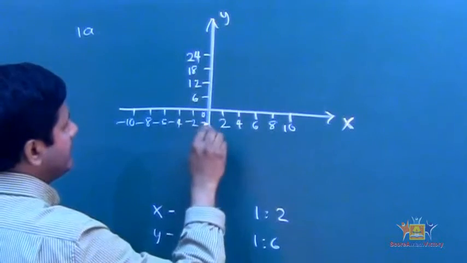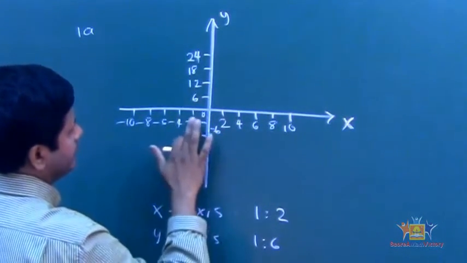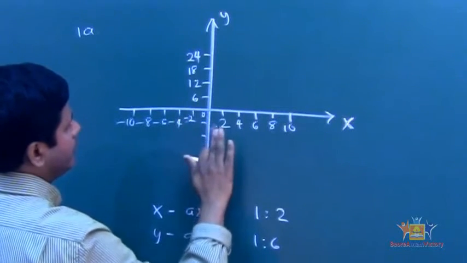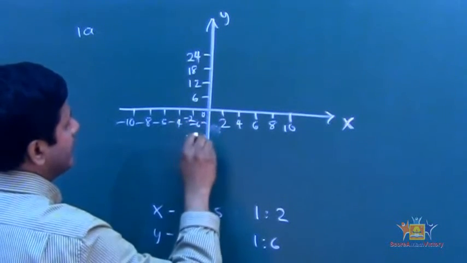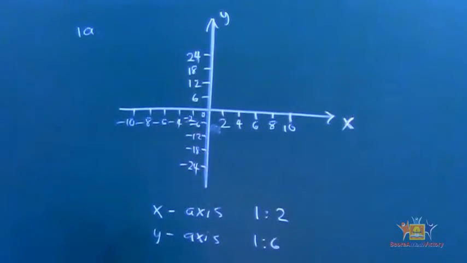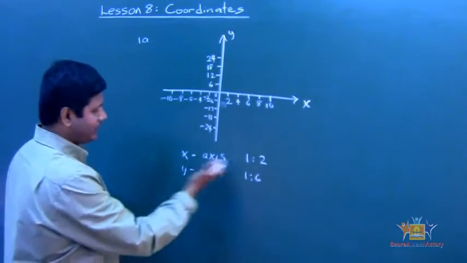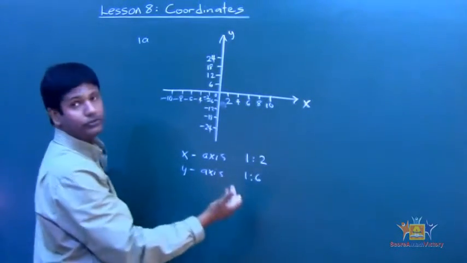So this becomes negative 6. Actually I should write it there, but this one's in the way. Maybe Mr. Mac will put that smaller. This is negative 6, negative 12, negative 18, and negative 24. See that? That's it right there. You scaled it based on the scale that I gave you, 1 to 2 and 1 to 6.